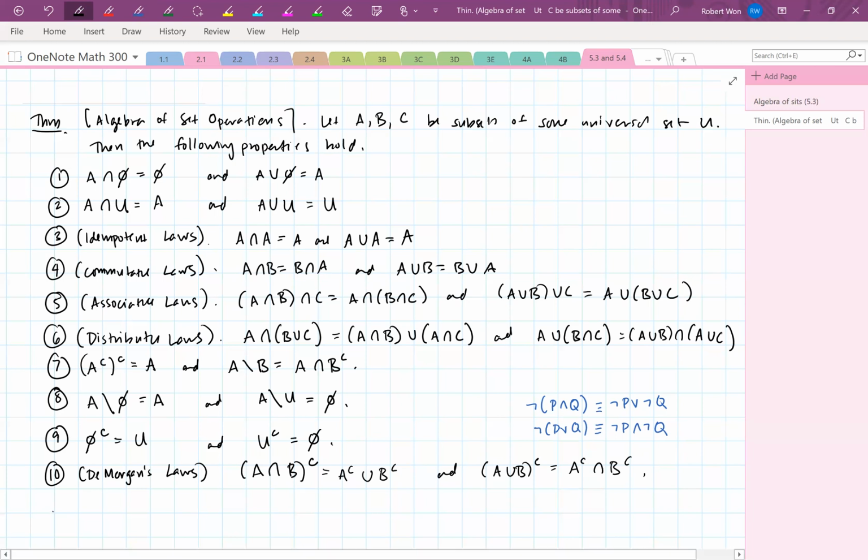And then lastly, the 11th law is that A is a subset of B if and only if B complement is a subset of A complement.